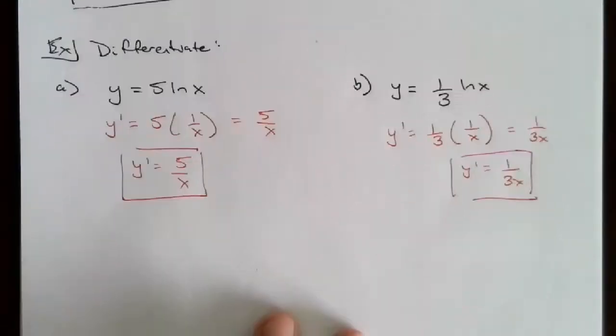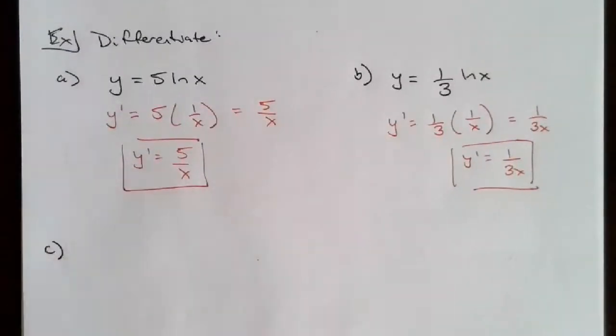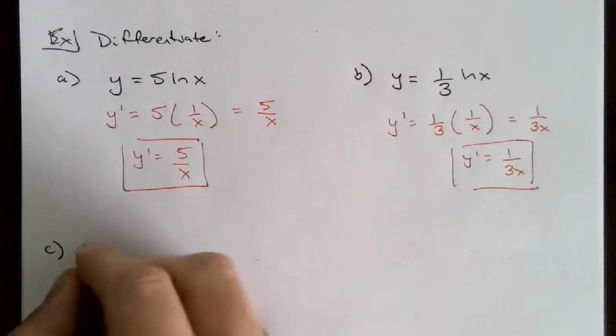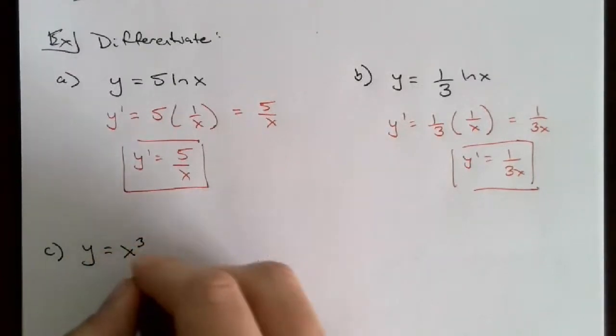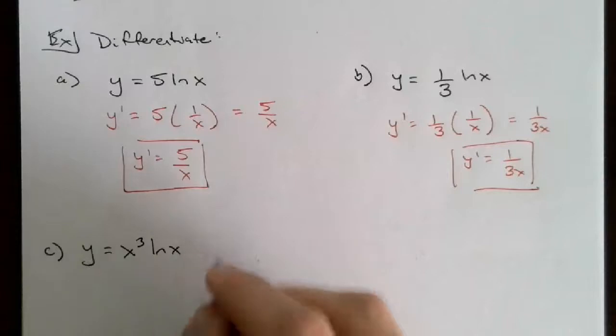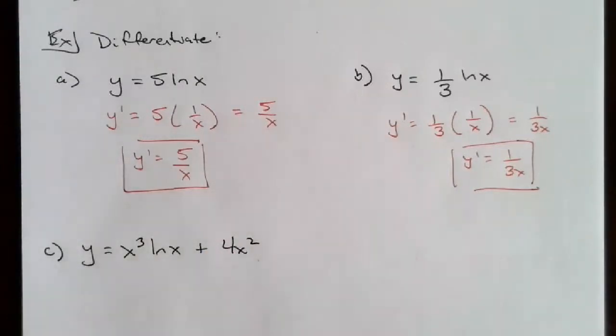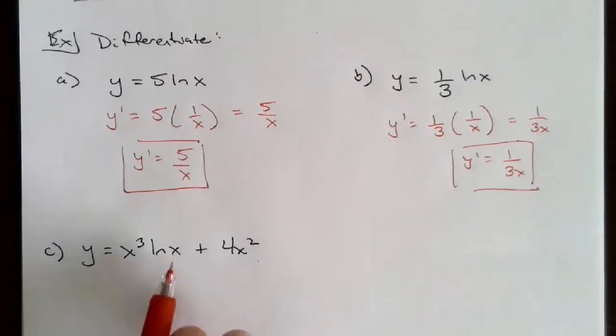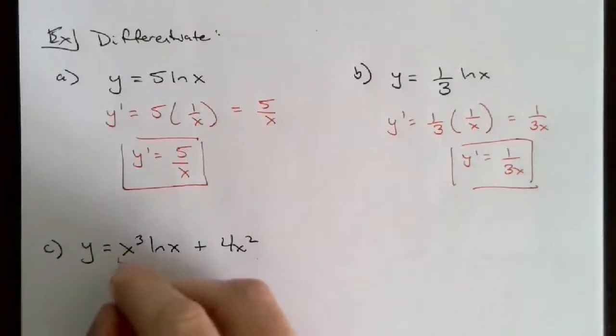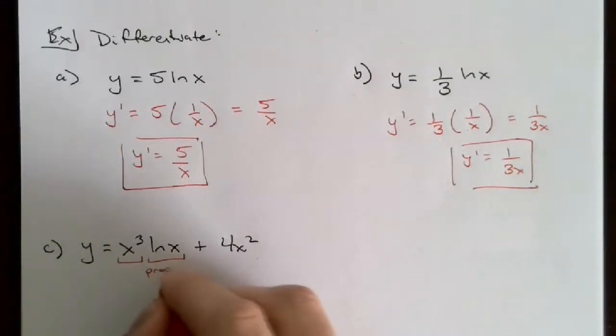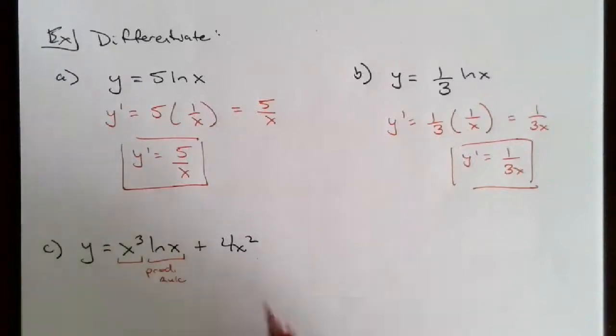Let's take a look here at something a little more complex, not too bad. If I said we had y equals x cubed natural log of x plus 4x squared. So keep in mind all of our derivative rules. When I look at this, I have y equals x cubed ln x. This is a function times a function, so you can't just take the derivative of each piece of this. Remember, if you have a function times a function, you would have to actually use the product rule. And then the derivative of this other term, you can just take term by term.